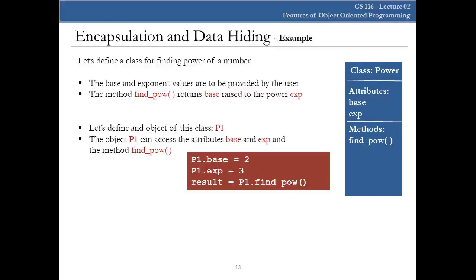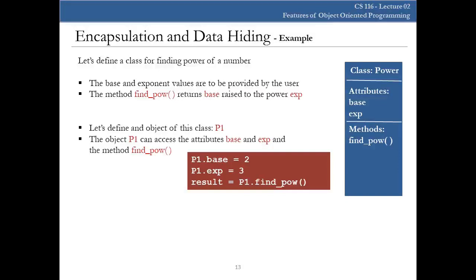And now after that I am calling this method, p1.find_power, without any arguments. But since I have already set these values for base and exp, this function will calculate 2 raised to power 3. Let's suppose its implementation does that, and it will return the result which I am saving here in another variable called result, right?